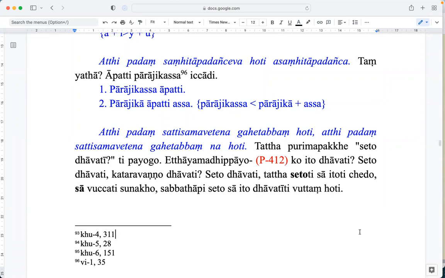So in the niti, right? What it means is that there is a word that should be taken by the Sati Sama Veda, Samasvita, and there is a word that should not be taken by that. So it looks to me that there should be two different examples, but here Sayadaw gave only one example. Right, and then based on the example, it looks to me that what Sayadaw said is that we should not take the meaning Seto Daweti, but we have to take the meaning Sa Ito Dawati. Because that's what he said, right? He said Eta Yamadi Bayo, and then he explains. Right.